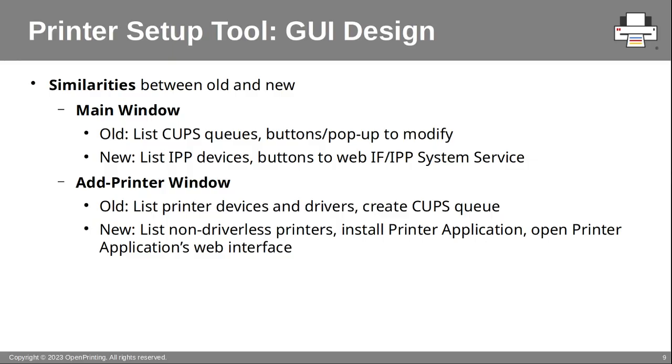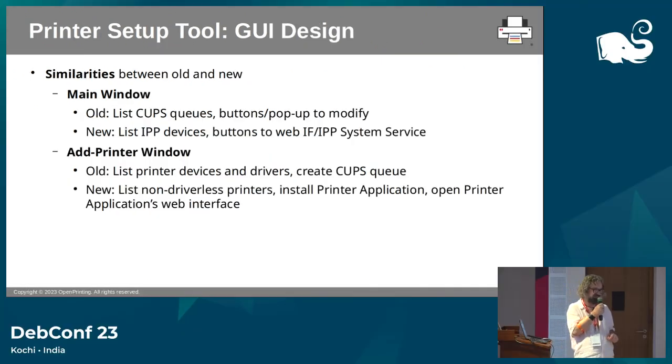So we have similarities in the printer setup tools. In the main window, the old one will list CUPS queues and have buttons and pop-ups to modify the queues. In the new architecture, we list IPP destinations, and we have buttons to open the web interface, and also the IPP system service, which is also a way to talk IPP to the printer to configure it. And in the add printer part of the printer setup tool, before we listed printer devices and drivers to assign to the devices. In the new one, we list non-driverless printer devices and we find printer applications to assign to these devices.